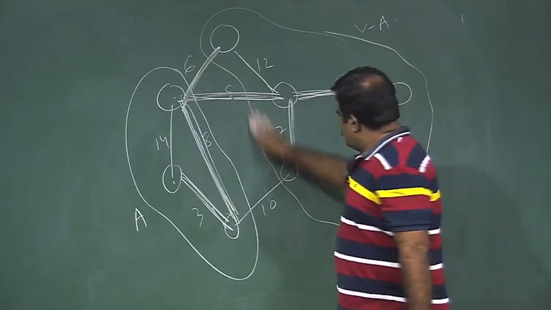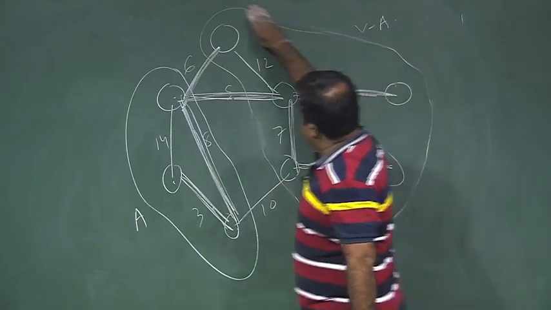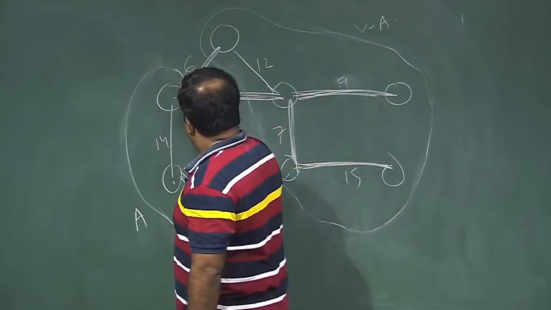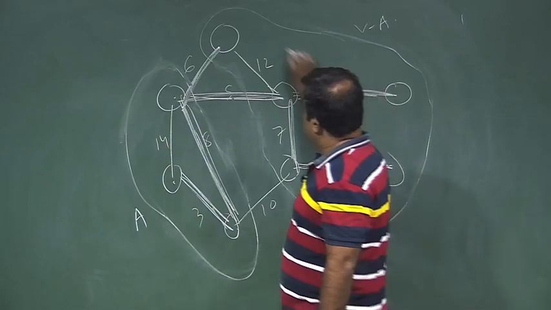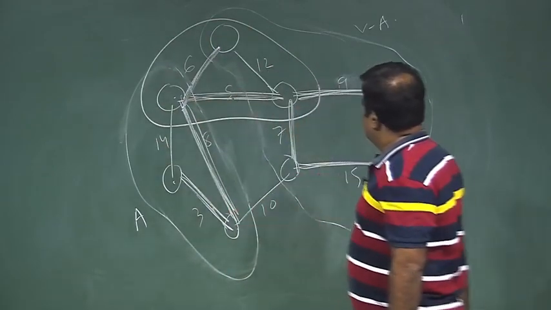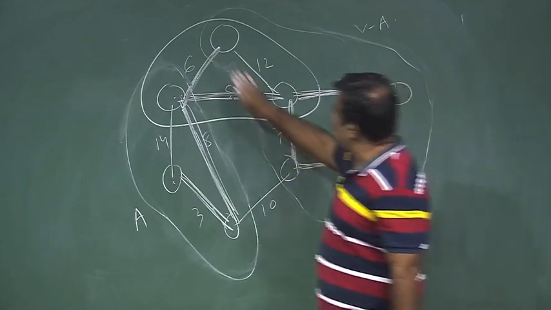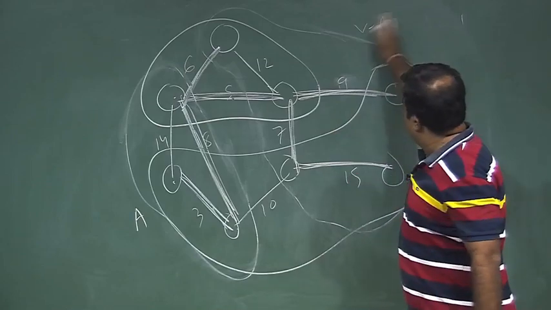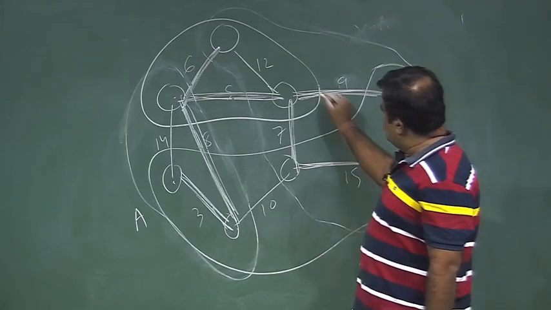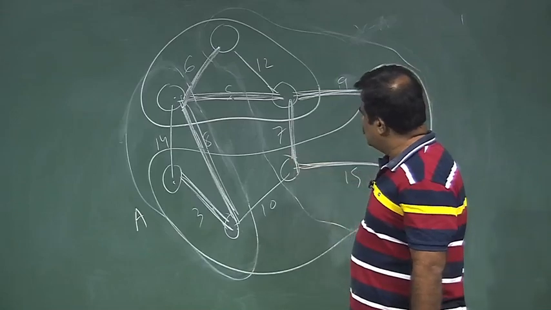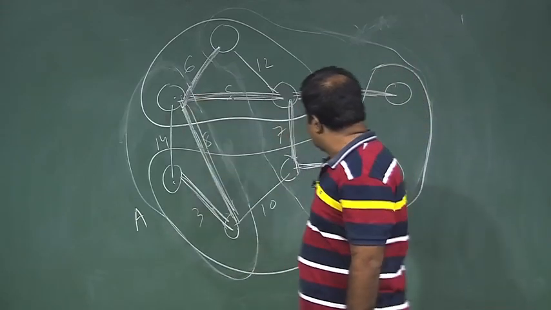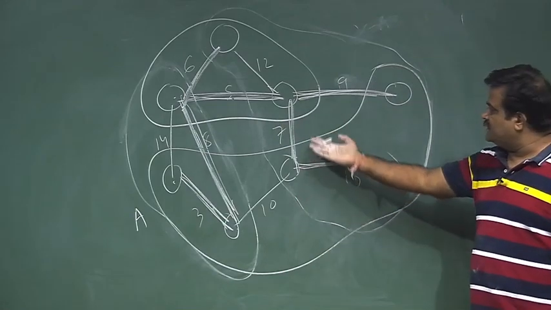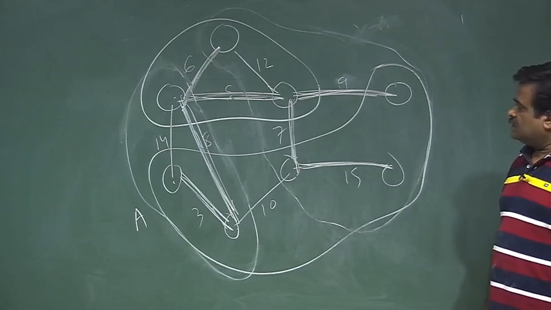If we take another A like this, suppose this is our A, what are the bridge edges? The A complement is all of this. So this is a bridge edge, this is a bridge edge, this is a bridge edge, this is a bridge edge. Among these, which is minimum? 7 is the minimum, and we can easily check that 7 is in the minimum spanning tree. That is what the theorem is telling.